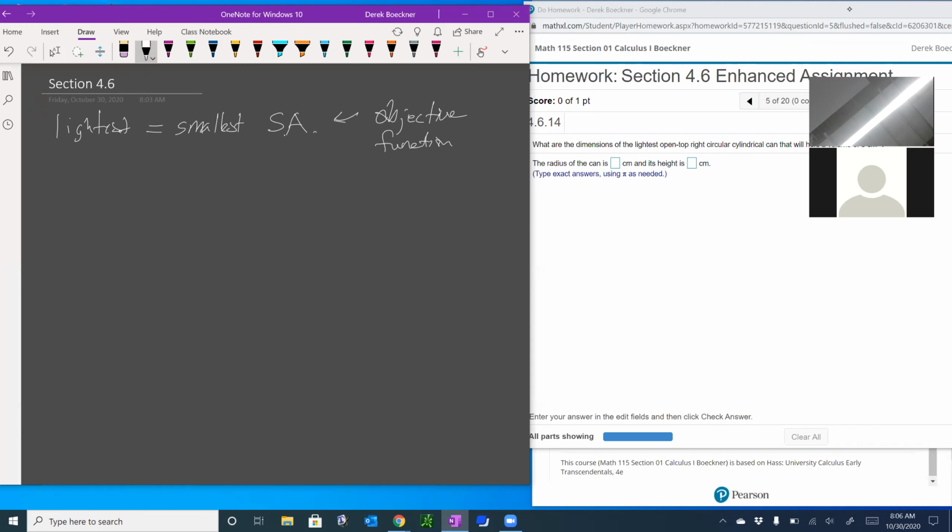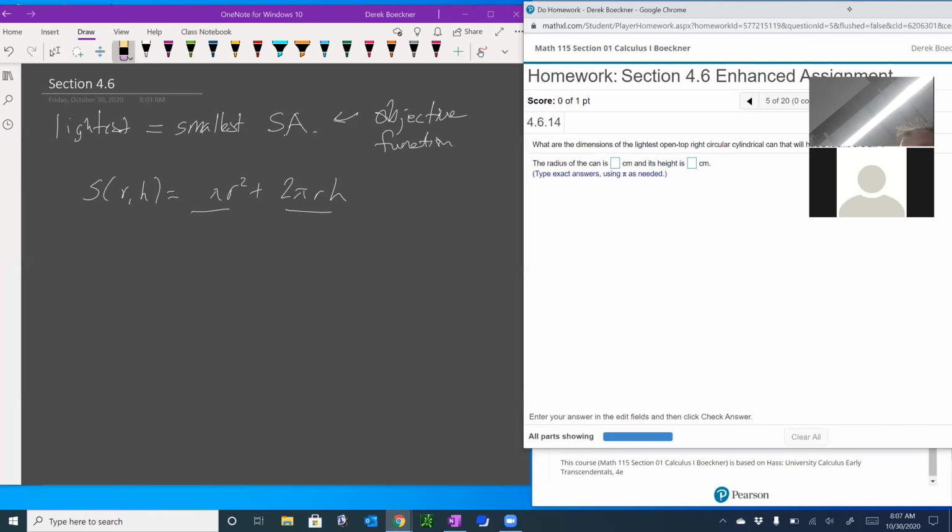Right. So the surface area of a can is going to be in terms of the radius and the height. It's going to be pi r squared plus 2 pi r h. This is going to be the top and the bottom, and this is going to be the lateral side. Open top, yep. So just pi r squared plus 2 pi r h for the lateral side.